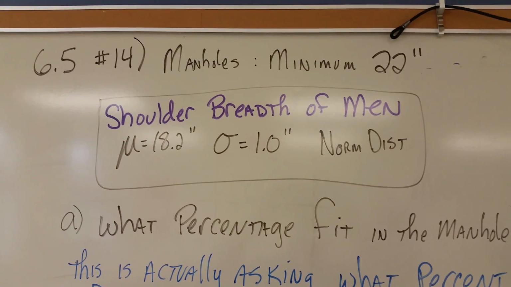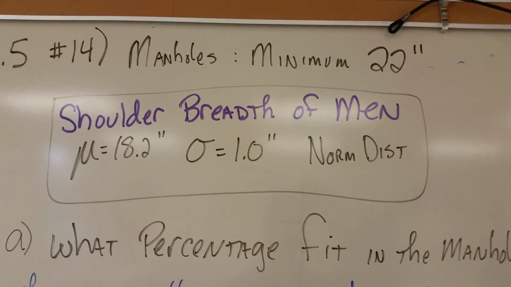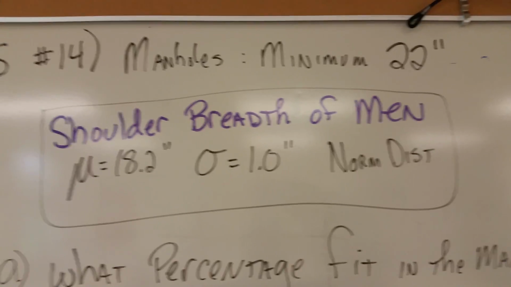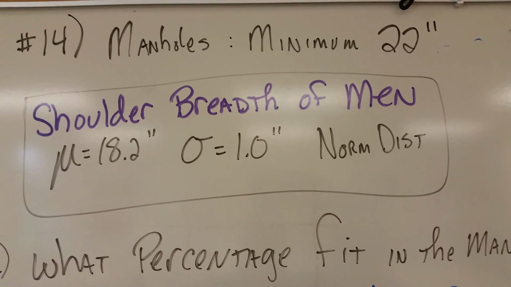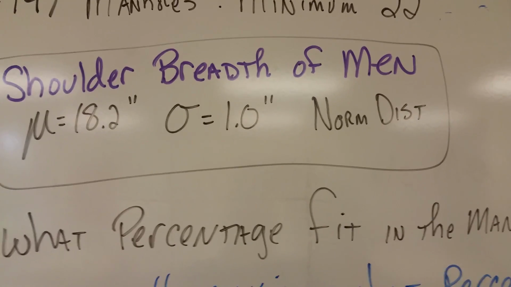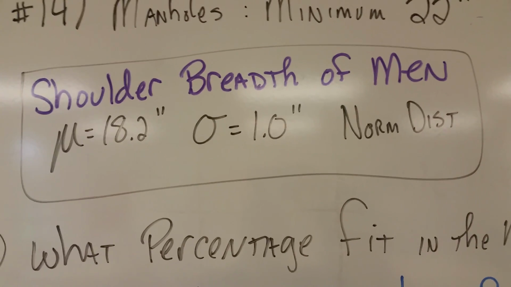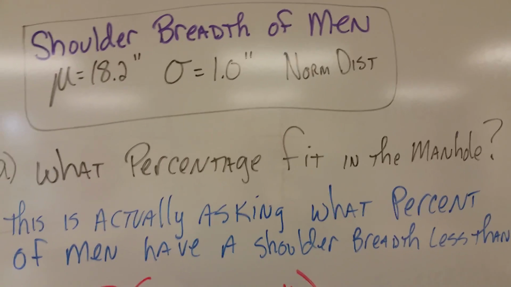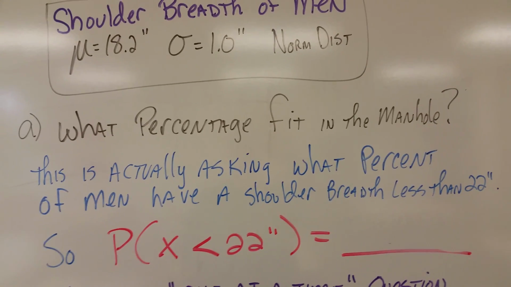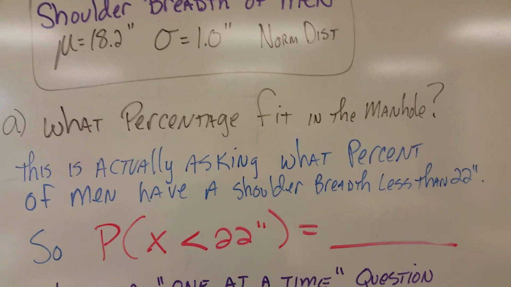In question 14 from Chapter 6, Section 5, they're looking at manhole covers being a minimum diameter of 21 inches, and they tell us that the shoulder breadth of men has a mean of 18.2 inches, a population standard deviation of 1 inch, and that the breadth of shoulder lengths of men is normally distributed. And they ask us what percentage will fit in a manhole, and this is actually rephrased. It's asking for what percent of men have a shoulder breadth less than 22 inches.